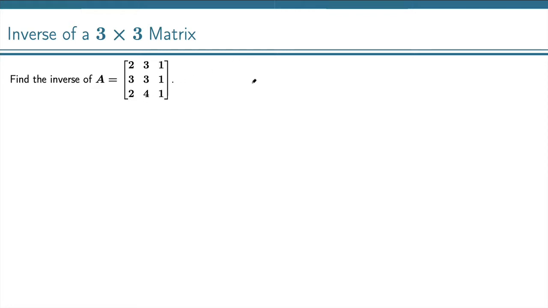The process is we take the matrix and we augment it with the identity matrix. And then we do row operations to try to turn A into the identity. And we do row operations to the entire thing, which means we're changing this identity on the right as we go as well. And once we get to the identity on the left, the right side will be the inverse of A.